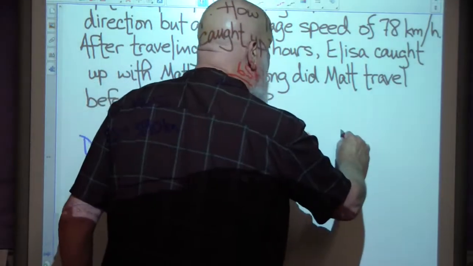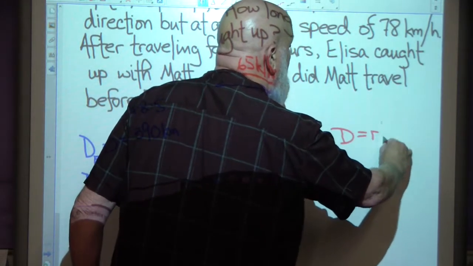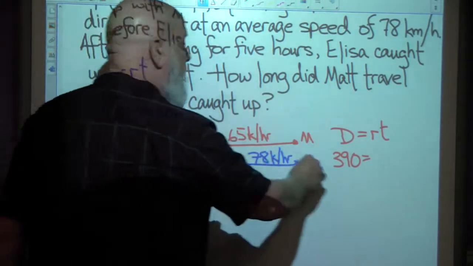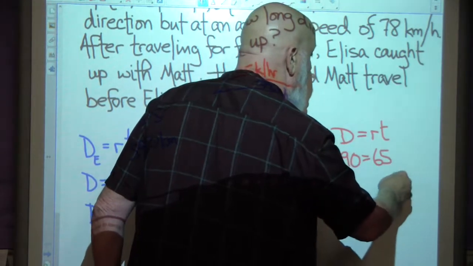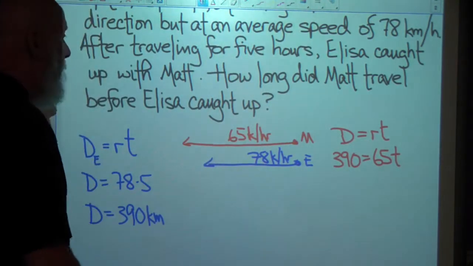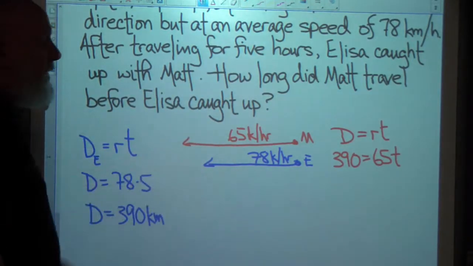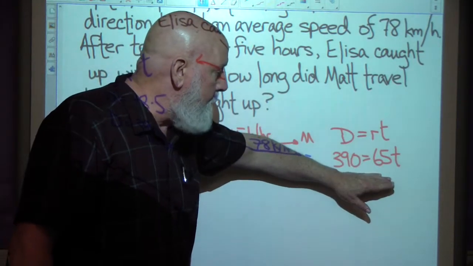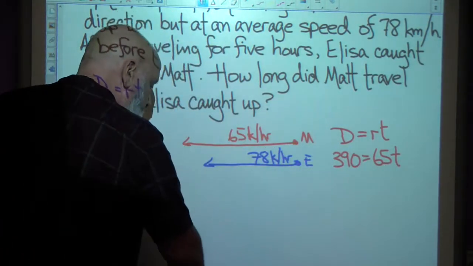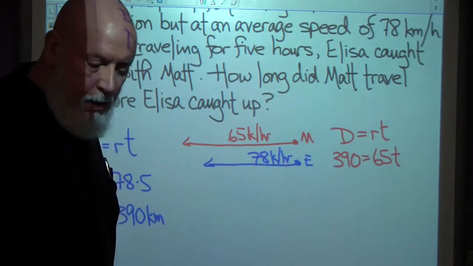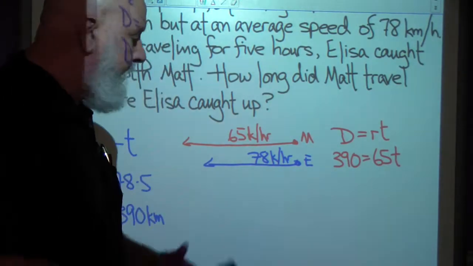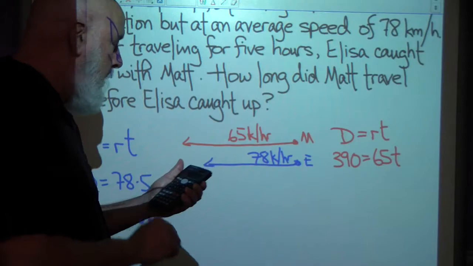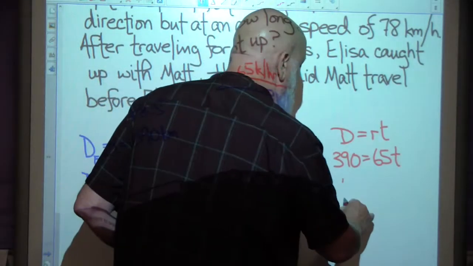So we're over here talking about Matt now. He gets caught at 390 kilometers. His rate was given at 65 kilometers per hour. And I think we're going to be asked, how long did he travel? What's the time that he traveled? So I'll just divide this distance equals rate times time equation by 65 and isolate my time. So here we go, 390 divided by 65. 6 hours, if I haven't made a mistake.